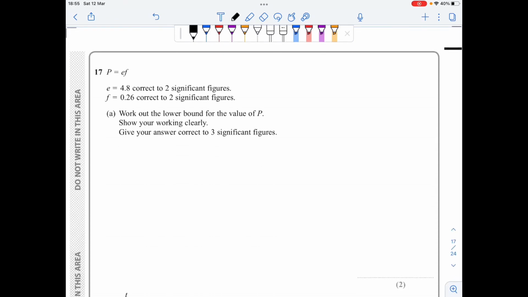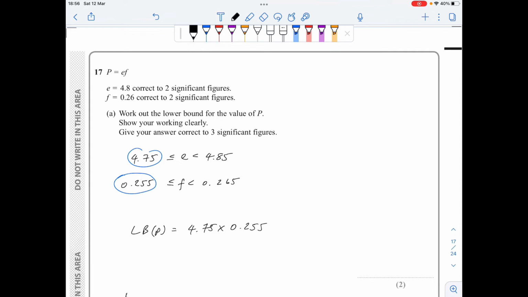For part A, I need to find upper and lower bounds for E and F. Now, E is between 4.75 and 4.85. F is between 0.255 and 0.265. Now I need to find the lower bound for P, and this is equal to the product of the two lower bounds. So I've got 4.75 times 0.255, which comes out to be 1.2 to 3 significant figures.